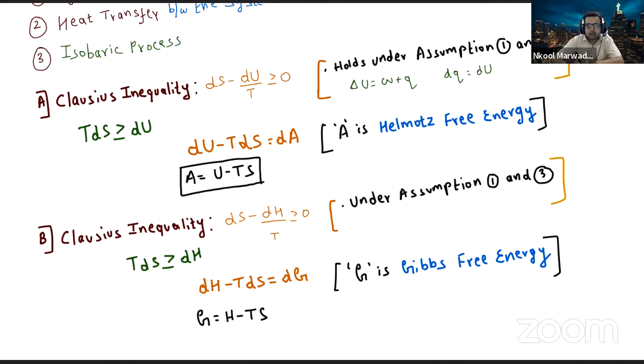So now we have the relation between the free energy and the spontaneity. Because A is also a free energy, capital A, and capital G is also a free energy. They have different names because these free energies were invented by different scientists. Gibbs was a scientist and Helmholtz was also a scientist.